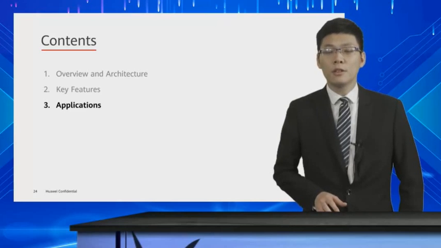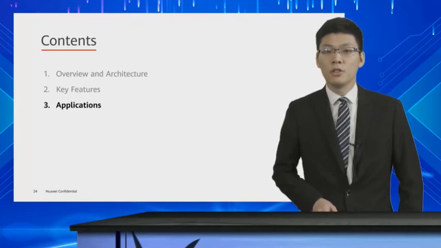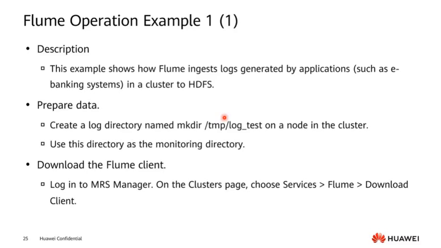Alright, in the final section of this chapter, we can have a look at two examples of Flume configuration in detail. The first example is about collecting data from a local directory into HDFS.